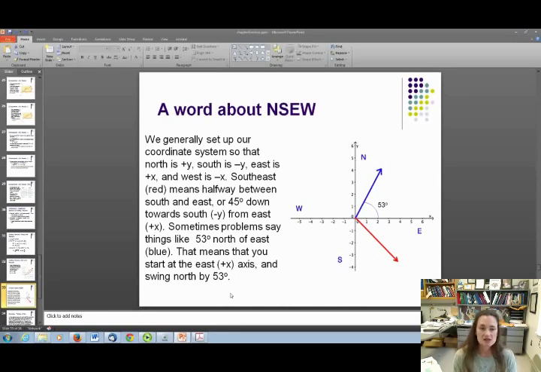That would mean it's 45 degrees from either axis, since there's 90 degrees between south and east. Sometimes problems say things like 53 degrees north of east, and this is indicated in blue here. What that means is that you start at east, because it's north of east, and then you swing towards the north by 53 degrees. In this case it's counterclockwise from the plus x-axis, but it doesn't have to be that way. They could specify, for example, 45 degrees south of east, and that would mean you start at east and you swing south by 45 degrees. So that's the way they phrase things in these problems. It can be a little confusing, so don't let yourself be fooled.